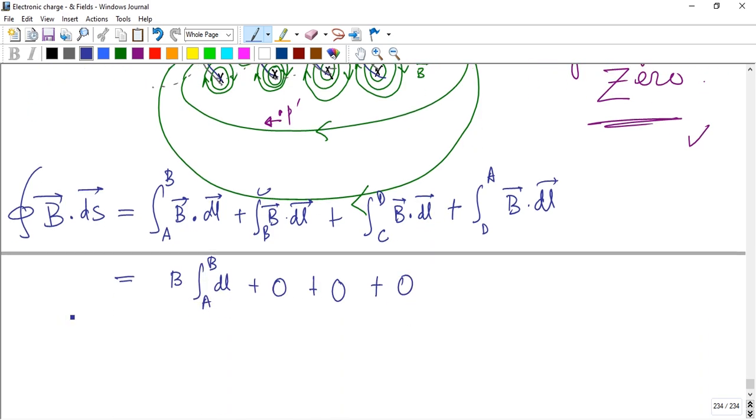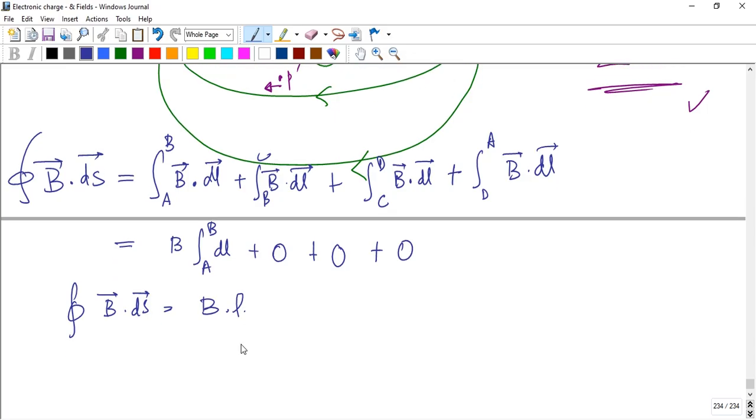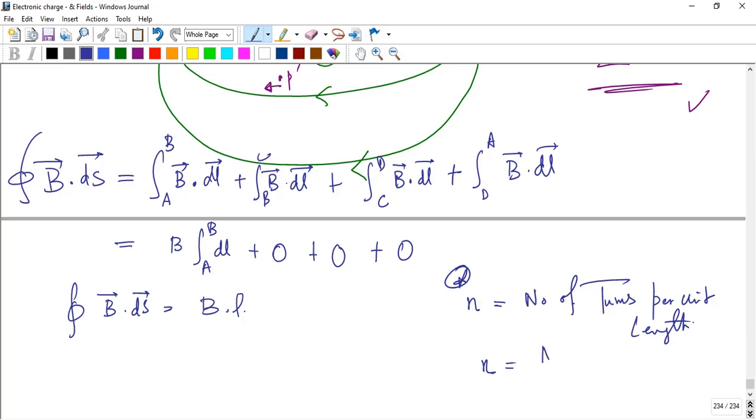So finally we get the closed integral of B dot ds equal to B times the integral of dl, which is B L. Here L is very important. Choose n as the number of turns per unit length. With another term introduced here, capital N, the number of turns, and the length is L.